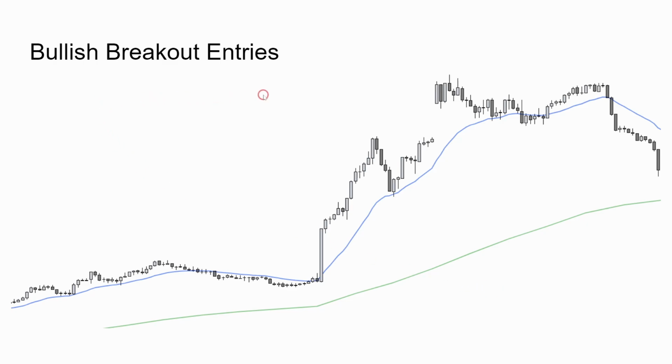Bullish breakout entries. This was a short chapter, so I have a few more examples. This is a very strong bull trend, but it doesn't go on for a long time. The next one will be a little bit longer of a bull trend. So breakout entries, they're everywhere. I didn't want to clutter the charts.